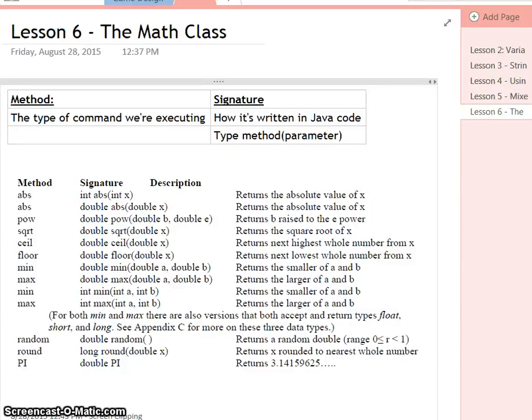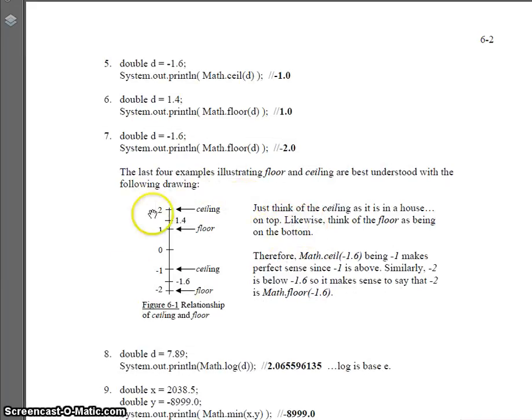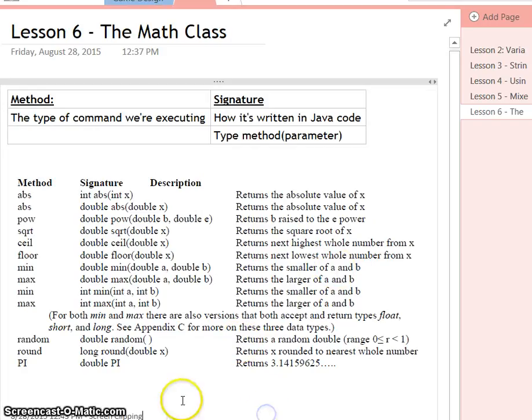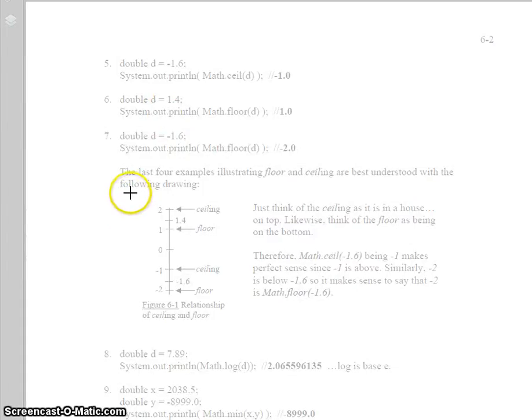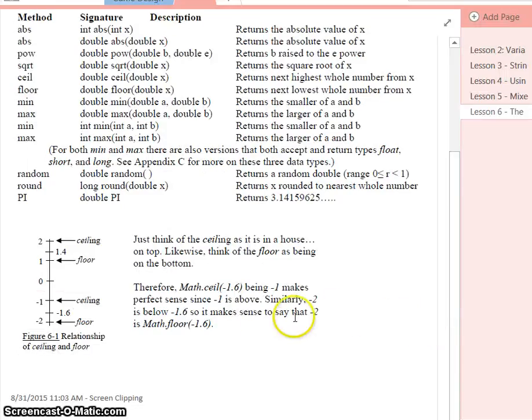I want to call your attention to one of the weirder parts in the math class. So in your list, you see ceiling and floor. In your book, if you look on page 31, here's a diagram of how ceiling and floor look. I'm actually going to put a screenshot of that in OneNote because it's a really hard topic for people to understand, and it's one of the harder topics for people to really get a grasp of.